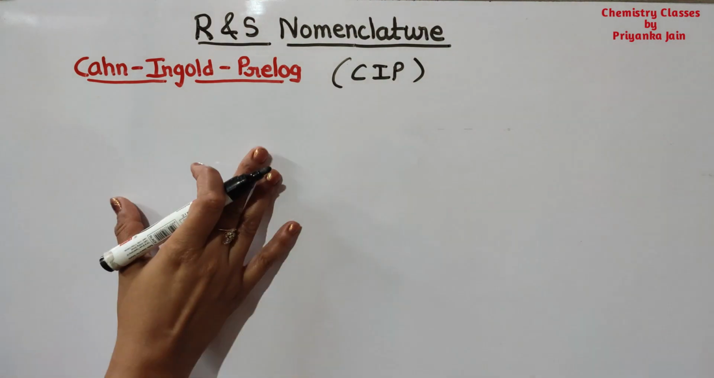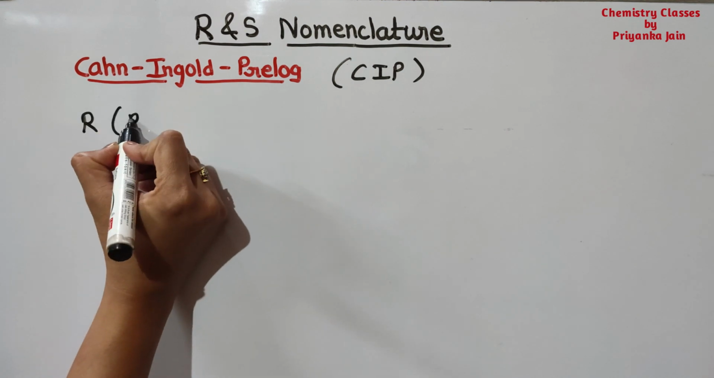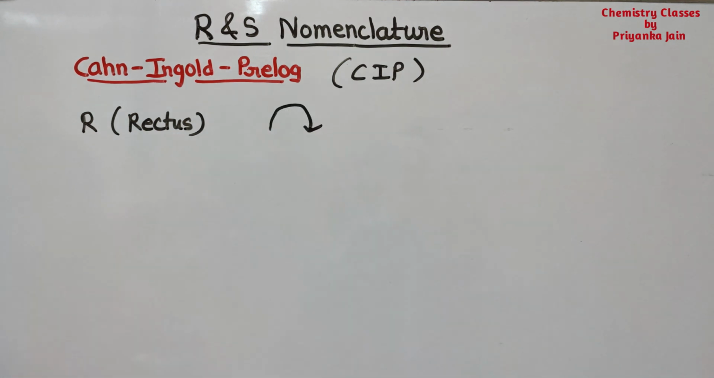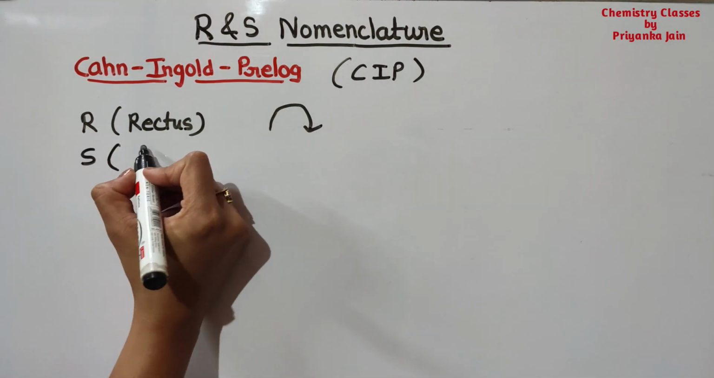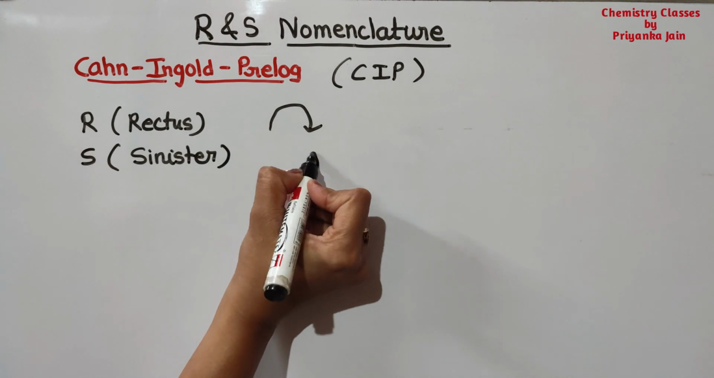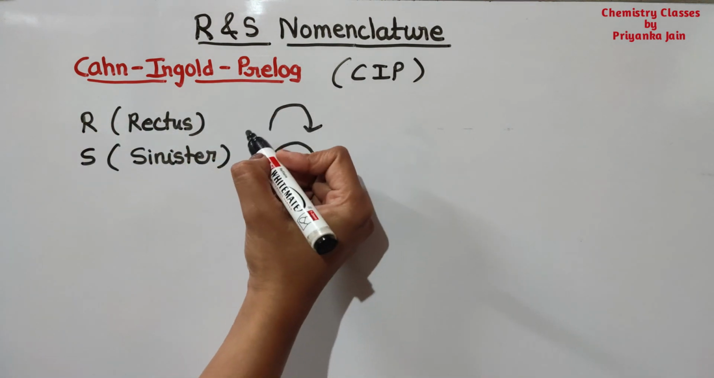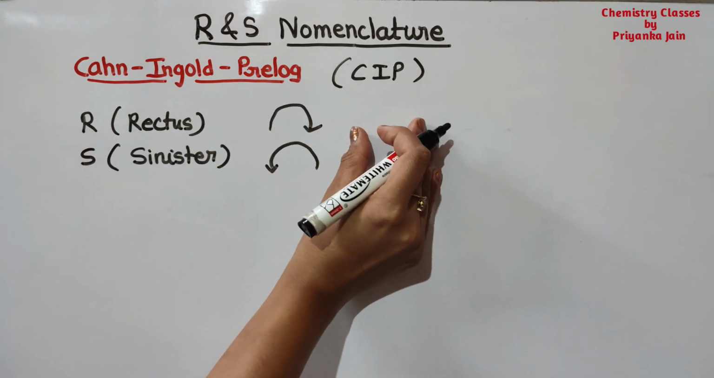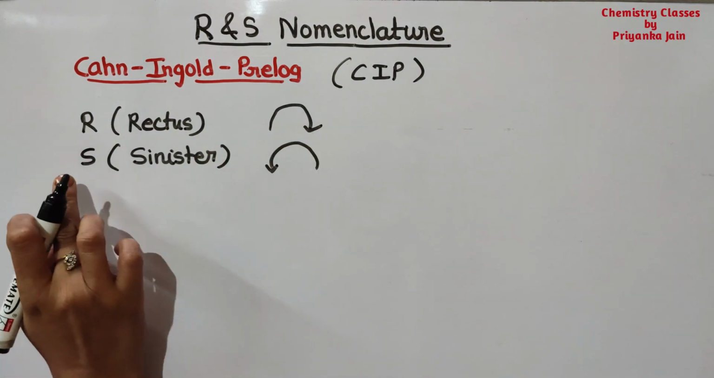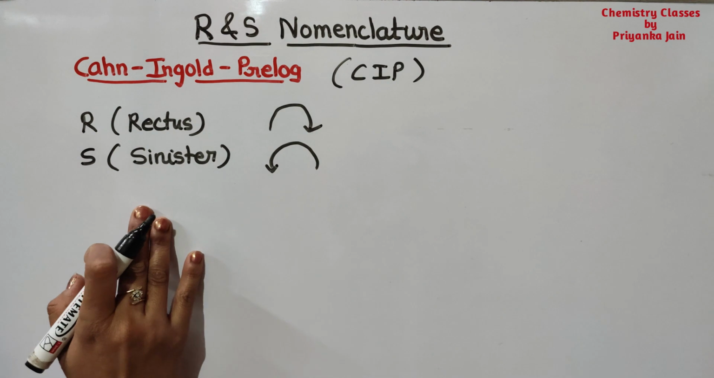So what are the basic steps for this? Firstly, see what is the meaning of R and S. R means rectus, and rectus means clockwise direction, and S means sinister, and this means anti-clockwise direction. Whenever the groups are in the clockwise arrangement, then such an isomer is known as the R isomer, and when the groups are arranged anti-clockwise, then they are known as S isomers. There are basic rules for this, so we have to first study these rules.